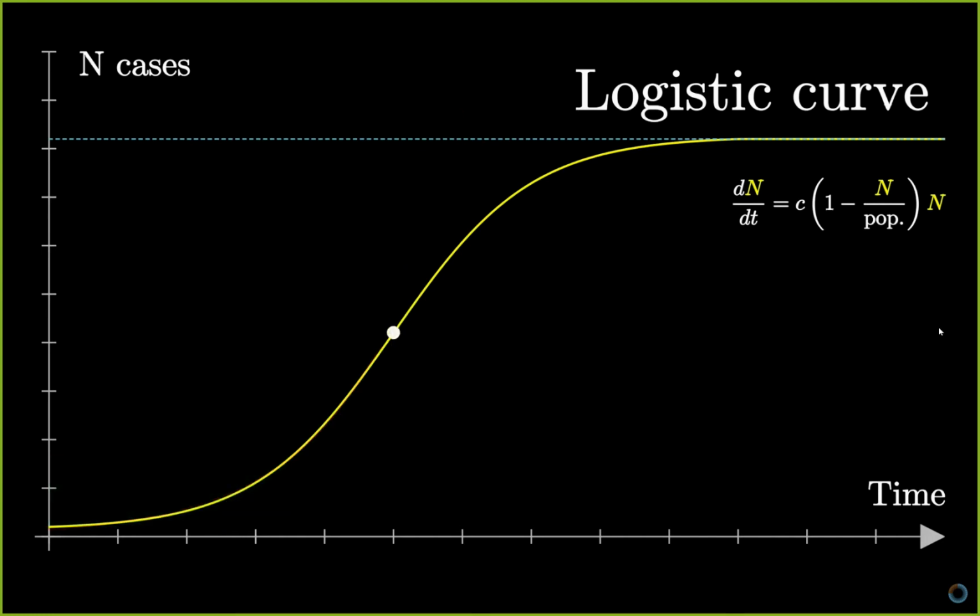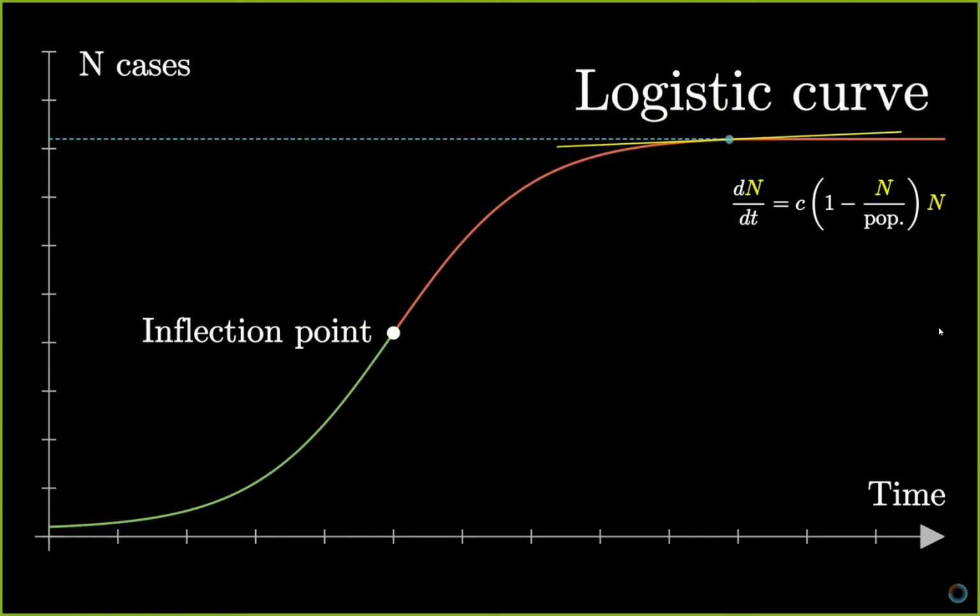Now, this point right here, where that logistic goes from curving upward to instead curving downward, is known as the inflection point. There, the number of new cases each day, represented by the slope of this curve, stops increasing and instead stays roughly constant before it starts decreasing.